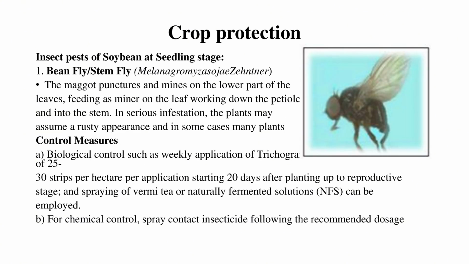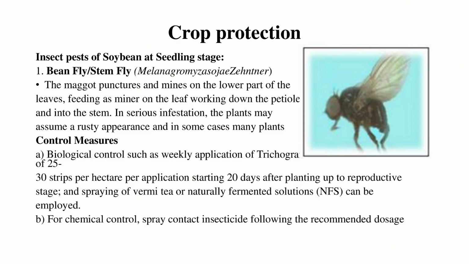For crop protection, the insect pests of soybean at the seedling stage include the bean fly, or what we call the stem fly. The maggot punctures and mines the lower part of the leaves, feeding as a leaf miner and working down into the stem. Second are soybean aphids. Both adults and nymphs cause injury by sucking the plant sap.